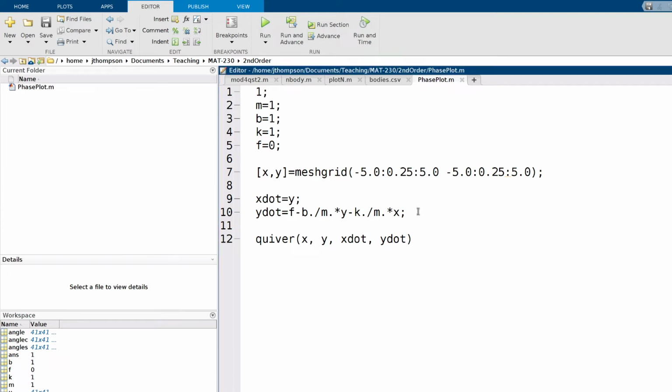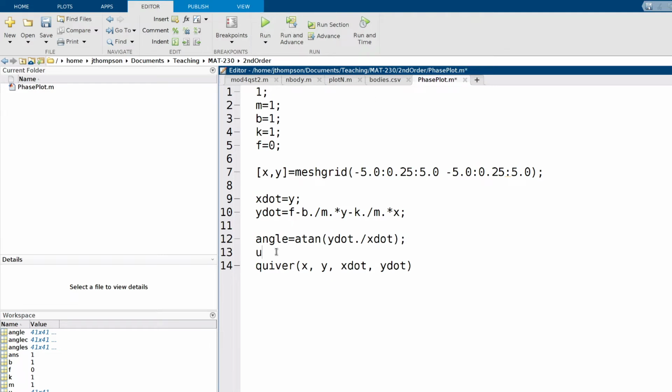So I know that I can give myself a u. I can make an angle, right? So I can make some angle that is going to be the arctangent of y dot divided by x dot. I think that'll work.